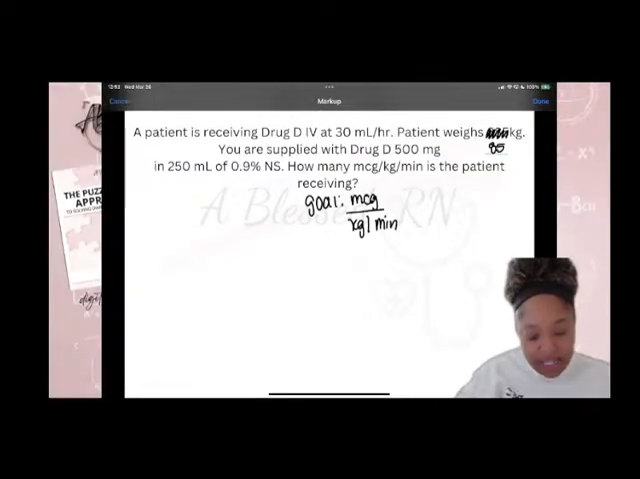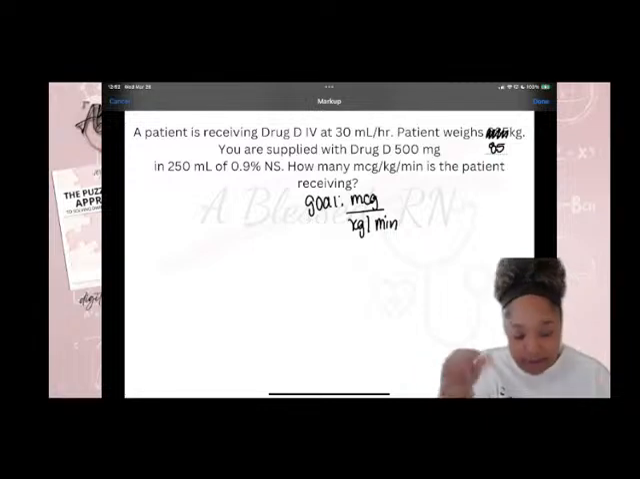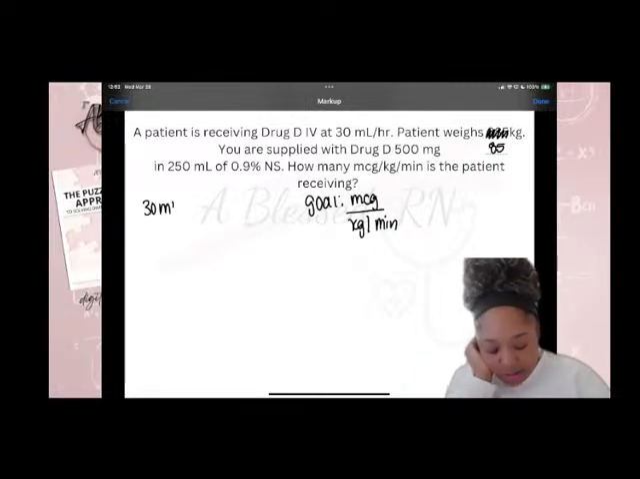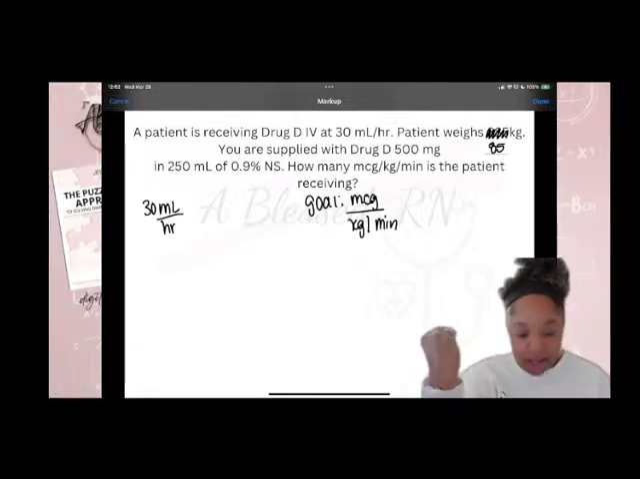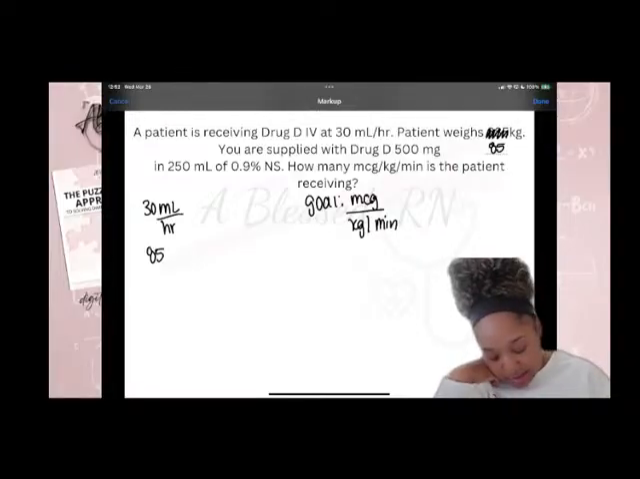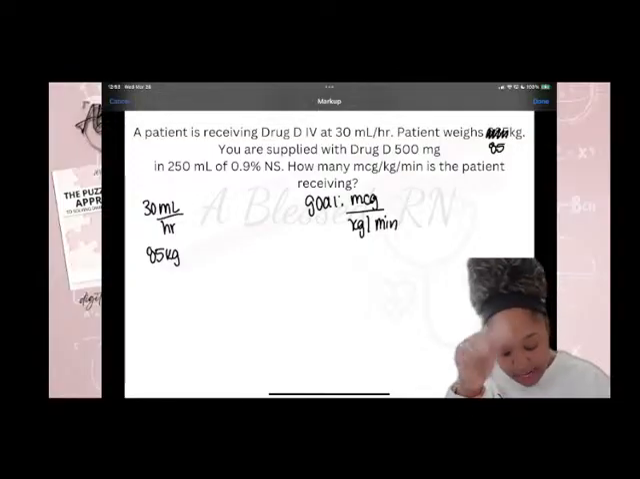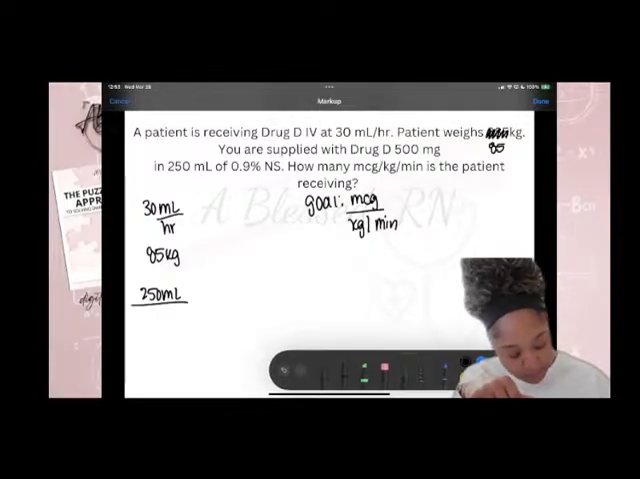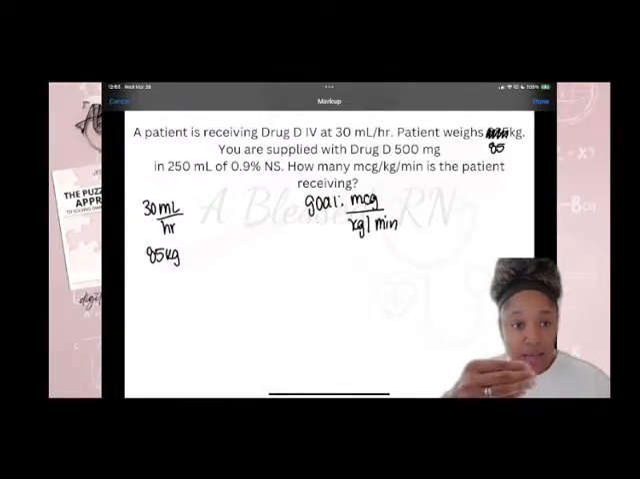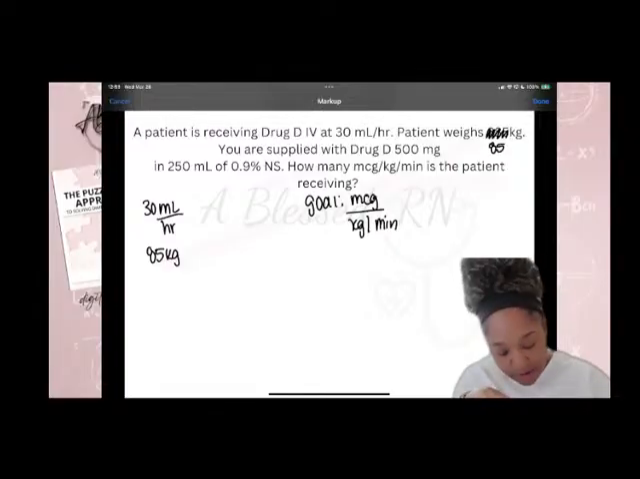What are our puzzle pieces? Remember, what's together stays together. What's by itself is by itself, okay? 30 mLs per hour. That's together. 85 kilograms, not 885, is how much the patient weighs. Boom. All right. 250 mLs. Well, 500 milligrams and 250 mLs. Either way, because they equal each other, they're still the same, right? They are relative to each other. 500 milligrams is in 250 milliliters of normal saline.